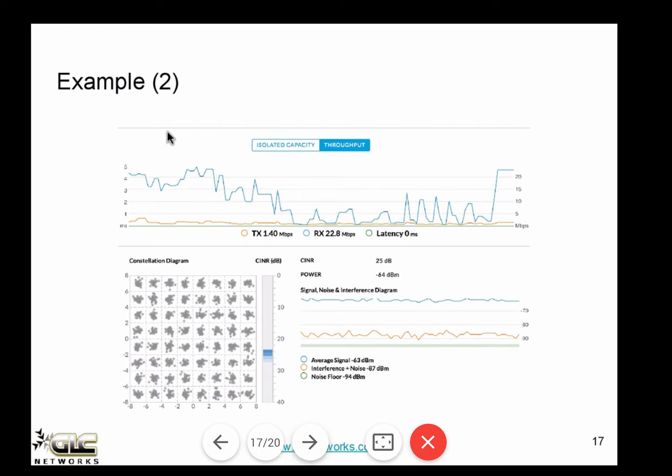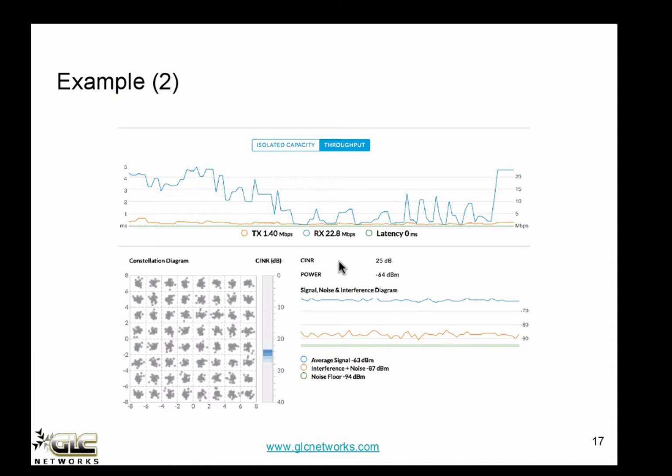And then here, also we can see the throughput. When you click the throughput, it will display the real throughput that is happening on the wireless interface. Okay, so here's the constellation diagram that gives you information about the modulation that is used on wireless communication. We haven't discussed the modulation. Okay, I'm really sorry for that.